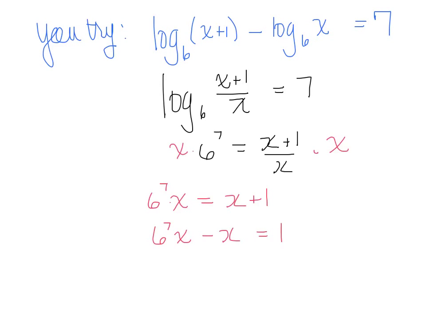Let me see if I can find it really quick. Problem is I don't have a light on. 6 to the 7th. 6 raised to the 7th. 279,936 minus 1 is 279,935x is equal to 1. So x is equal to 1 divided by this big old number. And that would be a great answer.